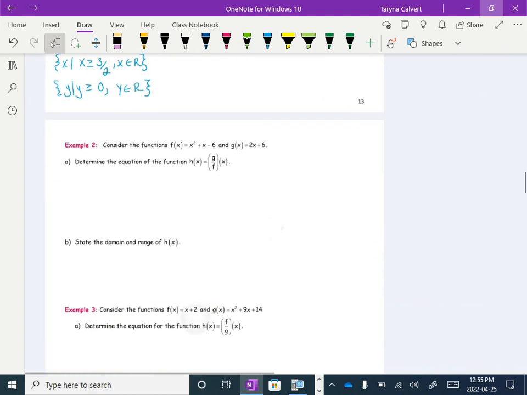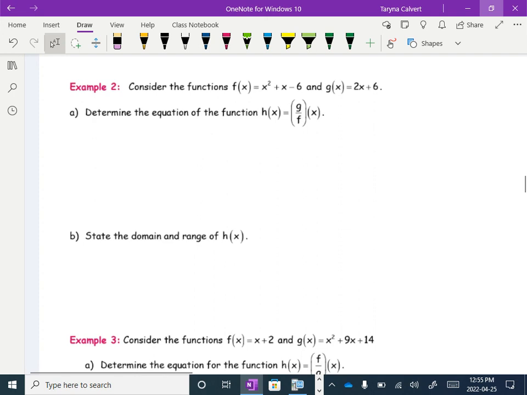And then 2 and 3 are just division ones. Have we actually done some division of functions already in 20-1 and 30-1? Yeah, we've done rational functions. Rational functions are really two functions put together. So this first question we'll actually have done already in the past. Determine the equation of the function h of x. We're going to take our g function divided by our f function. So go ahead and do that.